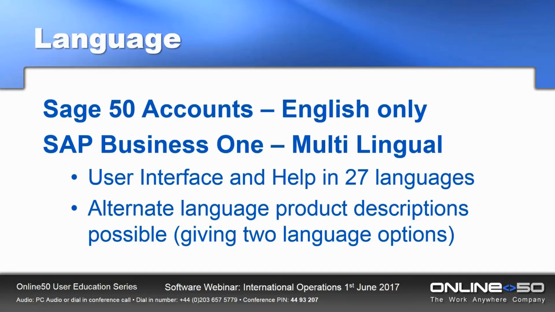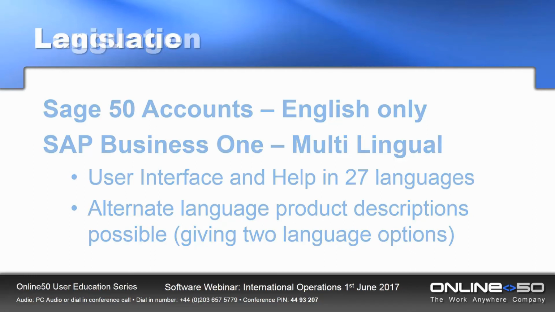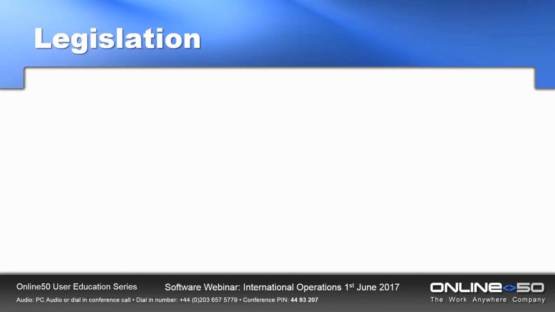Right, okay, let's move on. The next topic to consider is legislation. For an organisation with international operations, it may well be that it has different legal entities incorporated in different jurisdictions. Each of those legal entities must comply with the legislative requirements of the jurisdiction that it operates in. And this is an area where there is significant divergence in the two products.